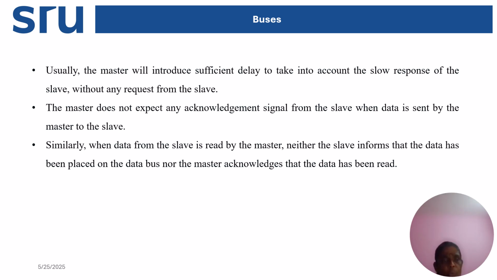And next one, usually the master will introduce sufficient delay to take into account its role. Here, the master is normally the server only. It has to supply the data to all slaves. Slaves are nothing but all the slow speed IO devices connected to the master. So in this case, we know that the master is at high speed, and slaves are at slow speed.